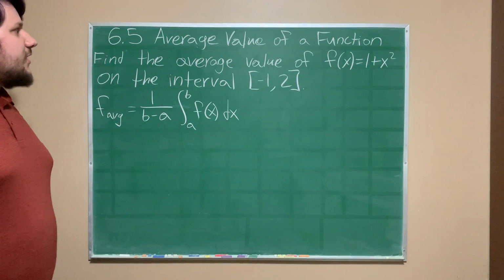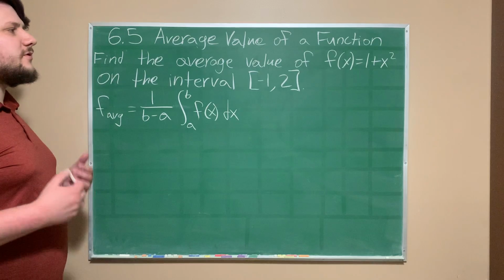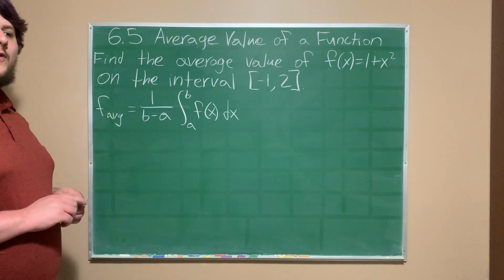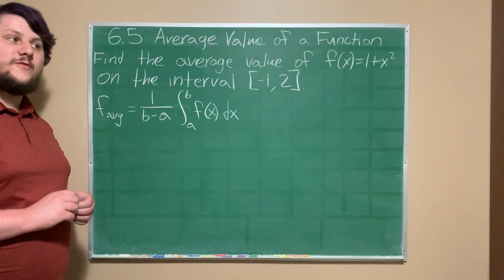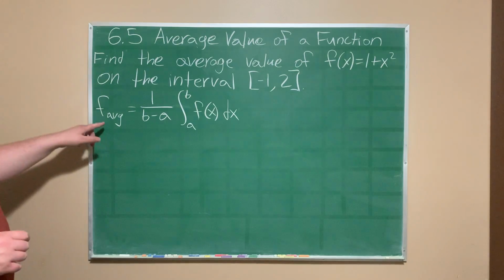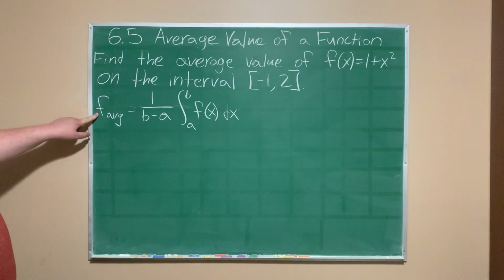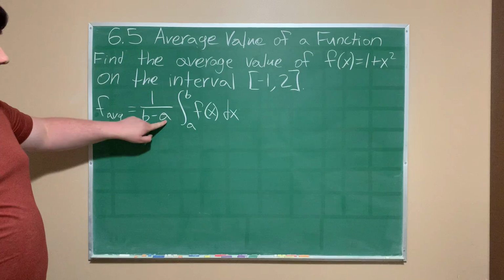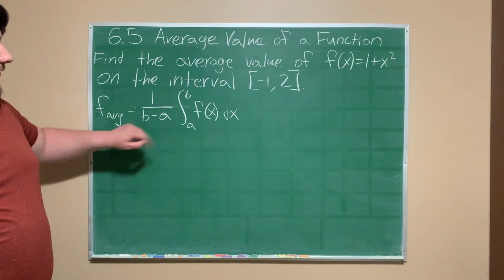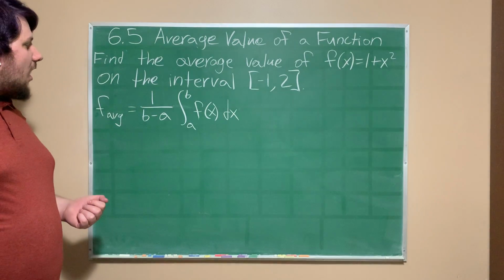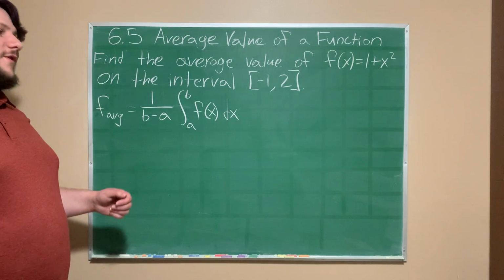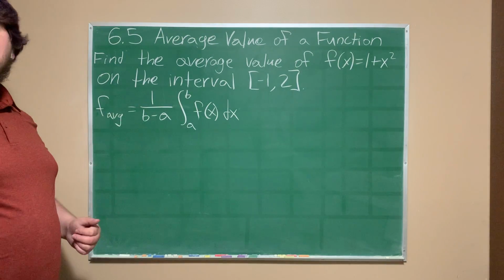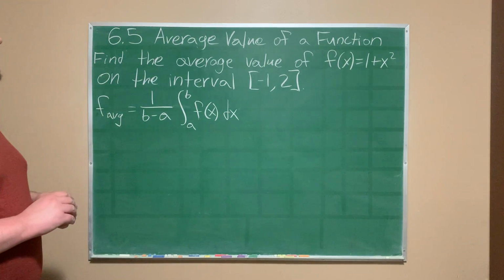All right, in this video, we're going to see a couple of examples using the average value of a function formula that we developed in the last video. So here's our formula. The average value of a function f is 1 over b minus a, that's 1 over the length of your interval from a to b, times the integral of the function itself from a to b. So relatively straightforward formula here.